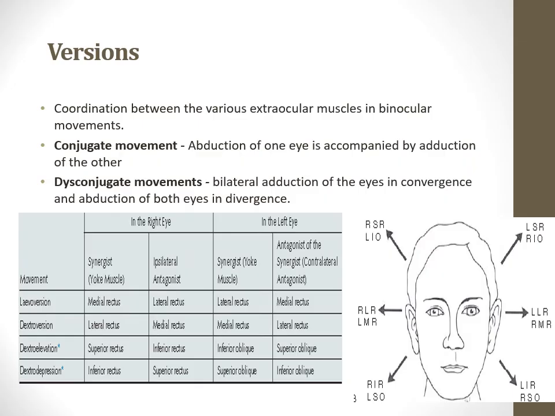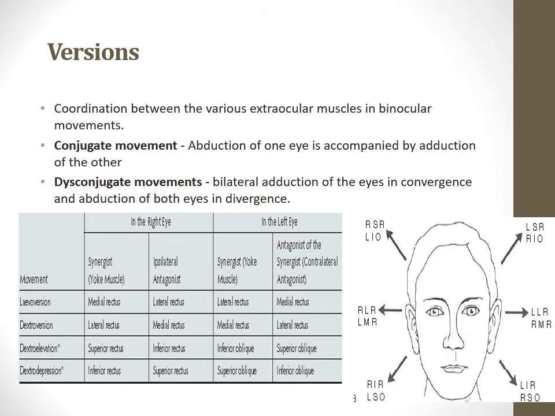Now the binocular eye movements are called versions. They can be either conjugate movements or disconjugate movements. In the conjugate movements, suppose there is abduction of one eye, it is accompanied with adduction of the other eye. This is called conjugate movement.